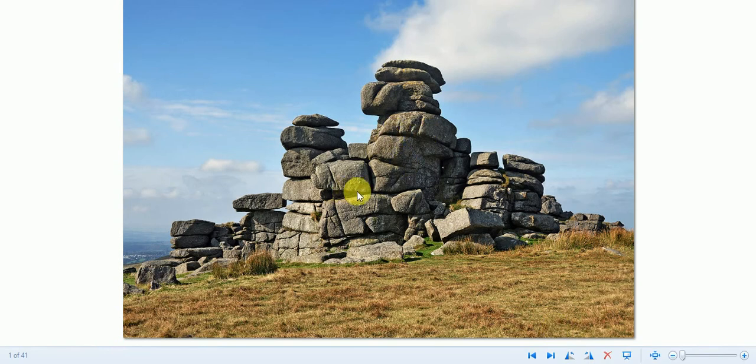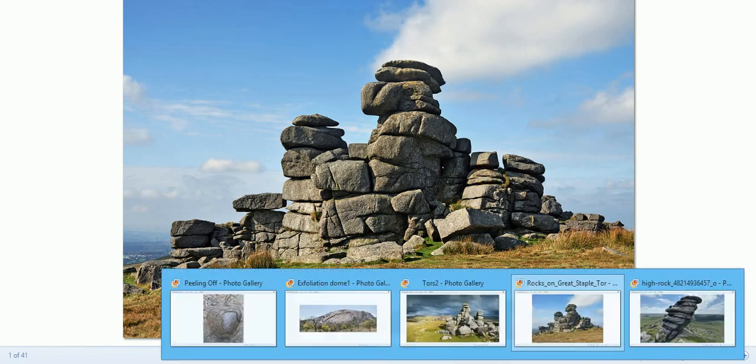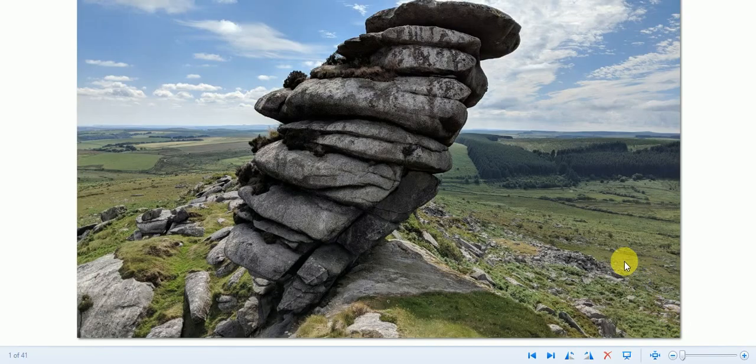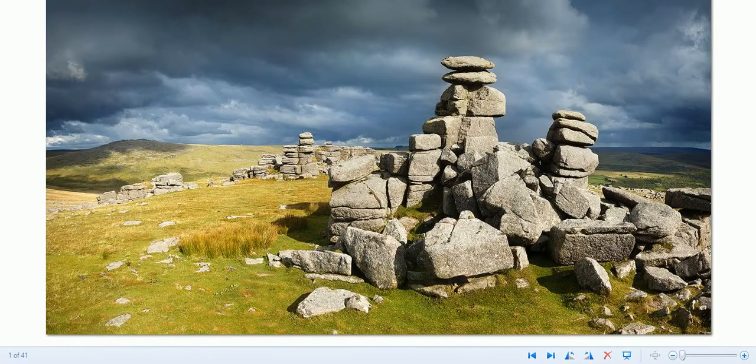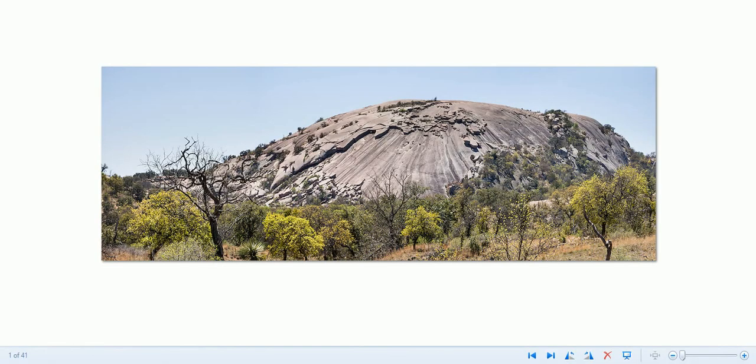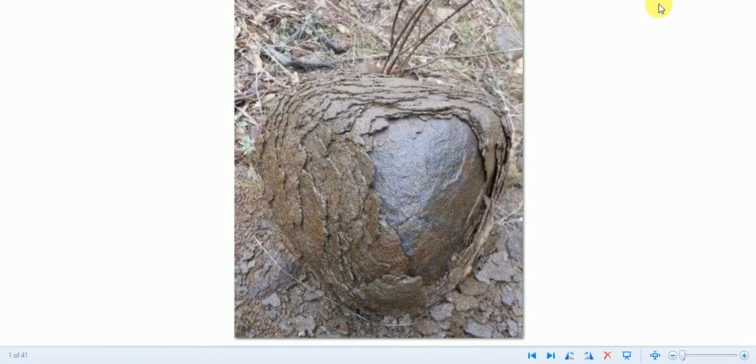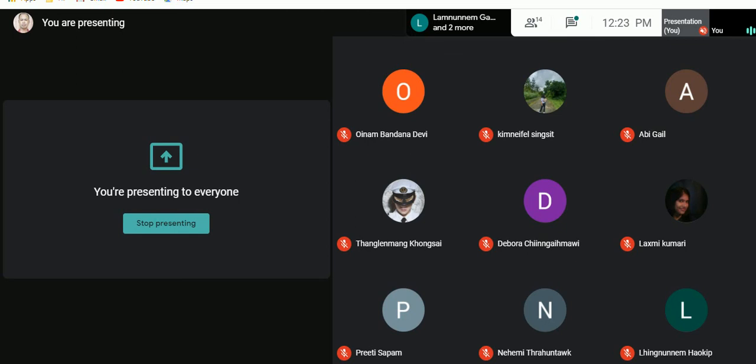So all these rocks are broken into blocks due to thermal expansion, thus forming tors, a fissure known as tors. And another one is here. This is also an example of a tor. These are formed due to thermal expansion. When the rock is heated, it will expand. When the rock is cooled down, it will contract, and because of that the rock will be broken into blocks.